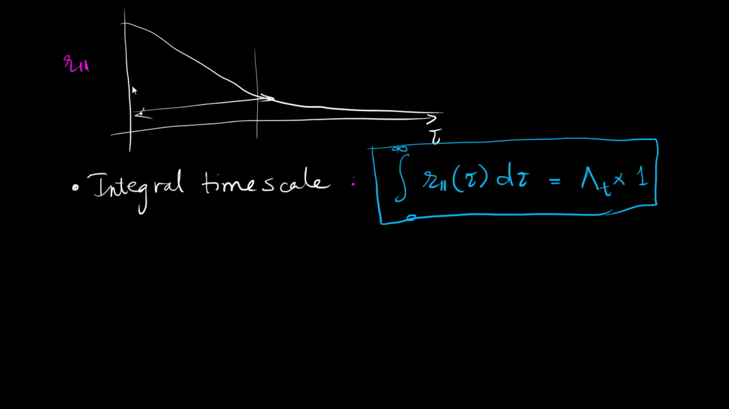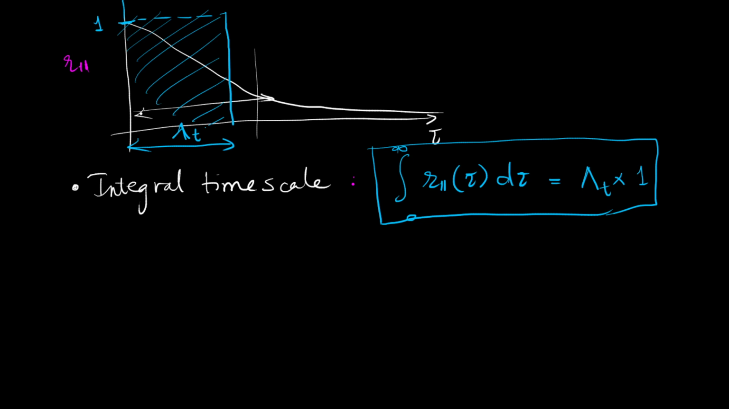So essentially what this means is this value is 1 and this distance is capital lambda t. So this lambda t times 1 is the area under this blue rectangle, and that should be equal to the area under the white curve. Okay, so this is how the integral time scale is defined.